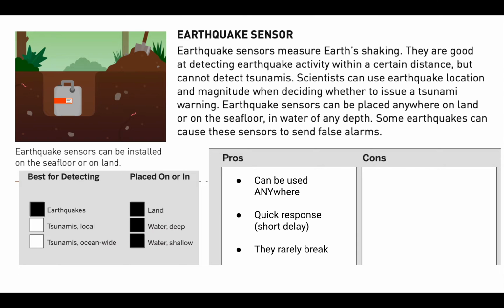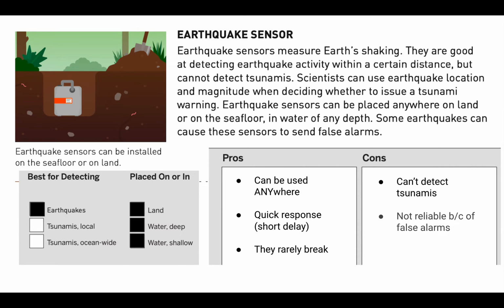But all the sensors are going to have some cons as well, some things that are not great about them, and you need to keep that in mind as you're thinking about which sensors you want to use. So one of the cons for the earthquake sensor is that it actually does not detect tsunamis. There's no way that it can. And so if we're looking for a sensor to detect a tsunami, then we don't want to go to an earthquake sensor. But that does not mean you shouldn't use an earthquake sensor by any means. You may decide that that's actually a really good sensor for you to use. You just need to know where you're going to place it on your map.